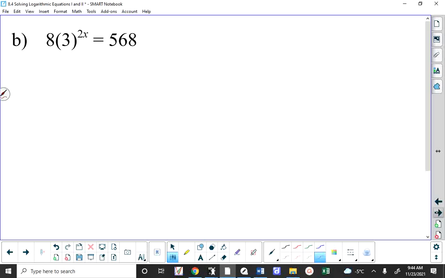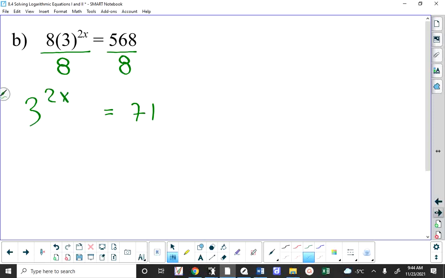Does 568 divide by 8? That's lucky for us, because if it doesn't, then we're going to have to deal with fractions, or we're going to have to leave that 8 out in front. Ryan, what do we get when we take, 71? We get 71. So if you divide both sides by 8, 568 over 8 is 71, and we're left with 3 to the 2x.